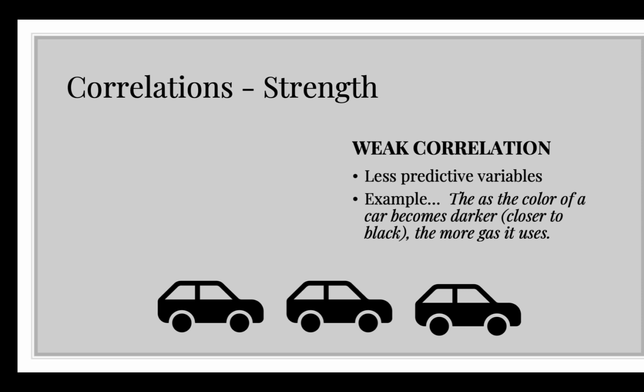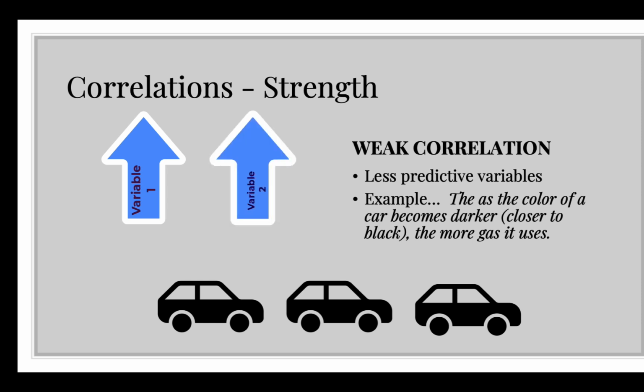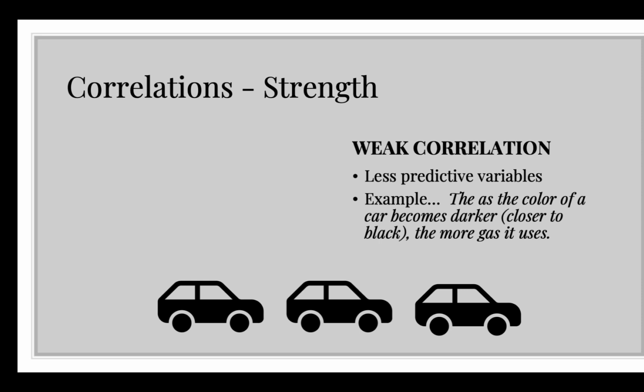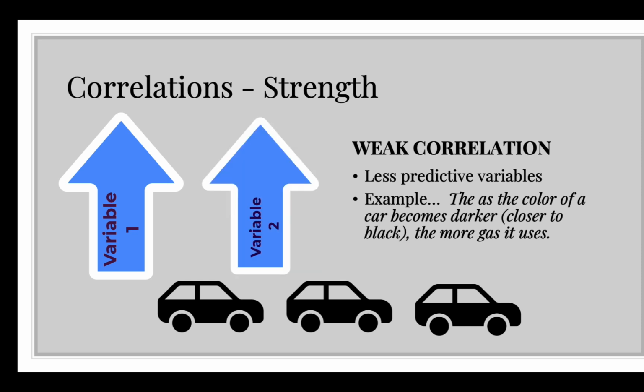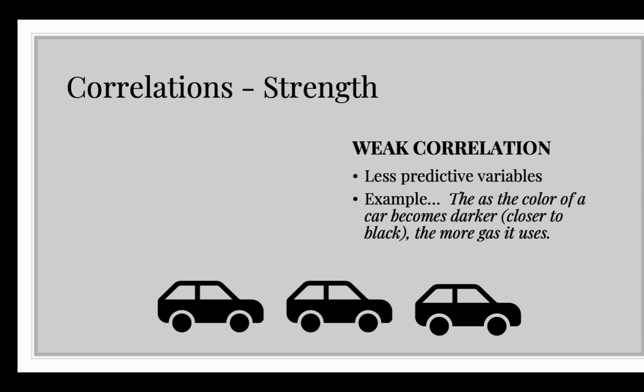For example, as the number of gallons of gas pumped increases, so too does the amount of money you spent on gas. With a weak correlation, we get less predictive variables. For example, as the color of a car gets darker, the more gas the car uses. Just using common sense here, we can see the difference between a strong and a weak correlation. That did not have anything to do with the other, right? Color of car and amount of gas used, no correlation, no relationship.